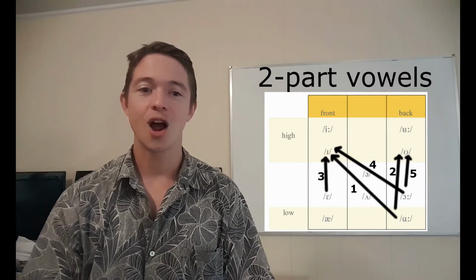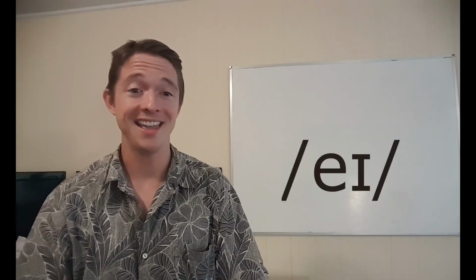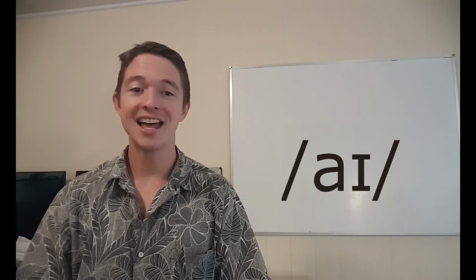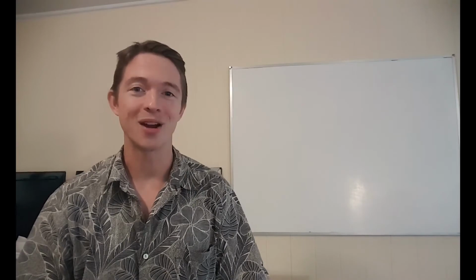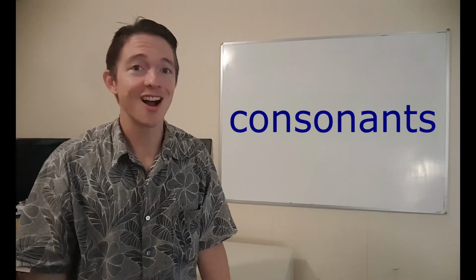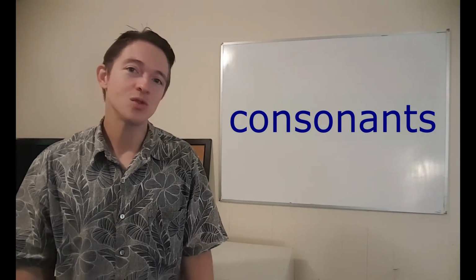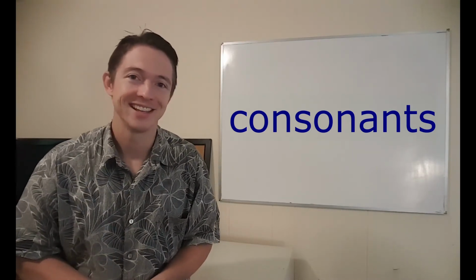Two-part vowels are two one-part vowels put together. Examples are A, O, and I. Later on, we'll also look more at two-part vowels. The other sounds are consonants. We usually touch parts of our mouth together to make consonants.